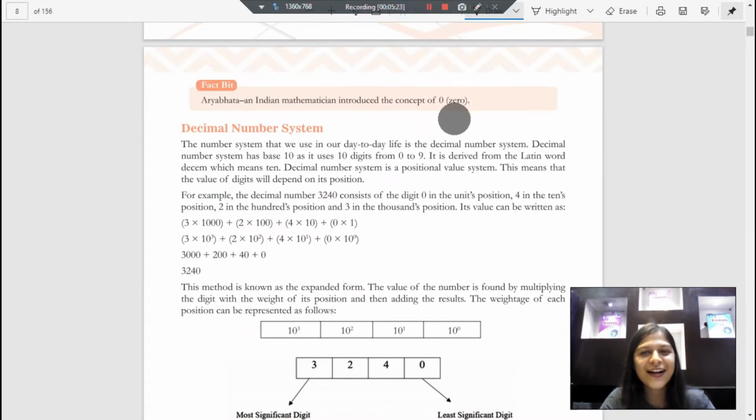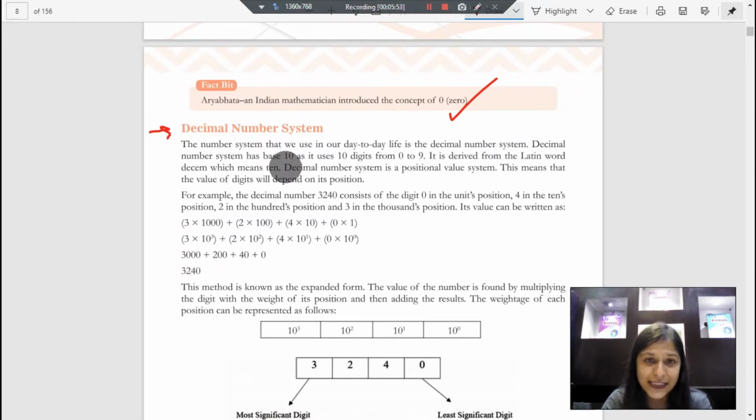And there's an interesting fact which probably many of you must know already. Aryabhatta was the mathematician who gave the concept of zero to the world, without whom the number system could not work as it does today, right? So now we will learn in depth about the decimal number system. The system that we use in our day-to-day life is the decimal number system.